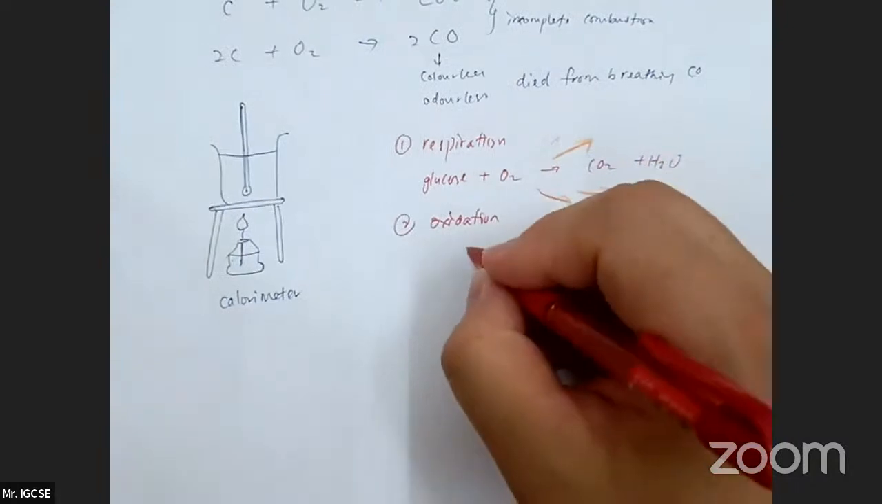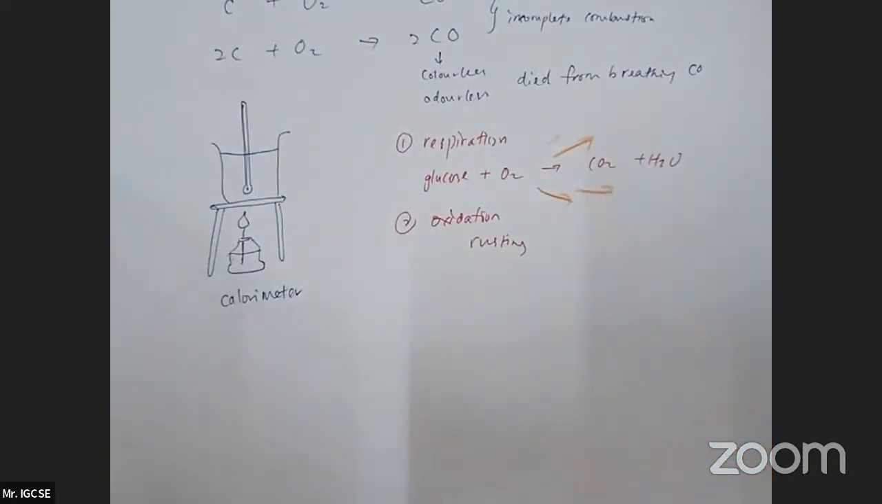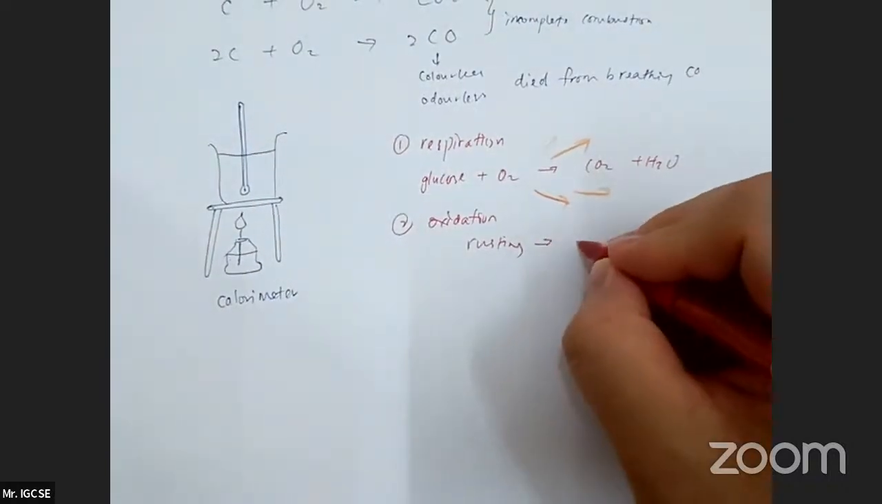Another oxidation is rusting. This is water vapor from the air condensed on the iron and steel and forming a film on the surface of the metal. Oxygen dissolves in the water and reacts with the metal to form iron oxide, which is rust. Okay, rusting. This is iron oxide.